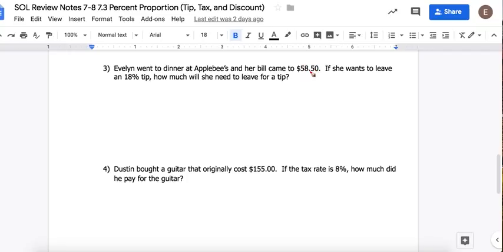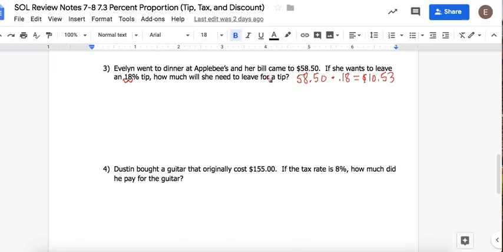So here's the practical way if you were in the restaurant. If it costs $58.50 and you're leaving an 18% tip, then you can multiply the cost times the tip as a decimal. So move it to the left. So this would be 0.18. So you could do $58.50 times 0.18. And that will give you $10.53.